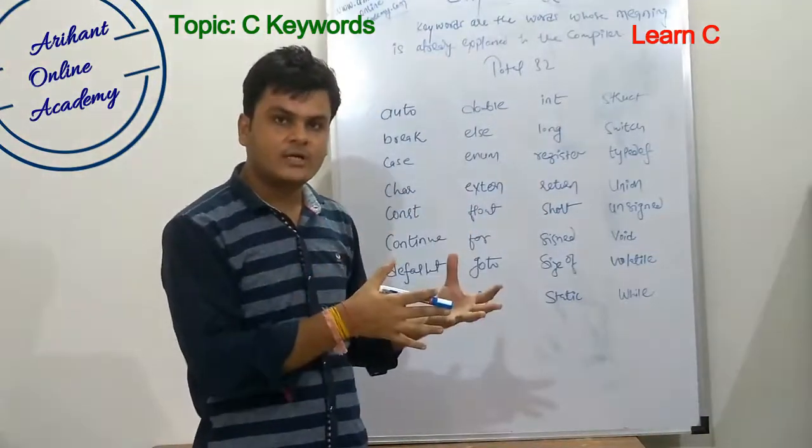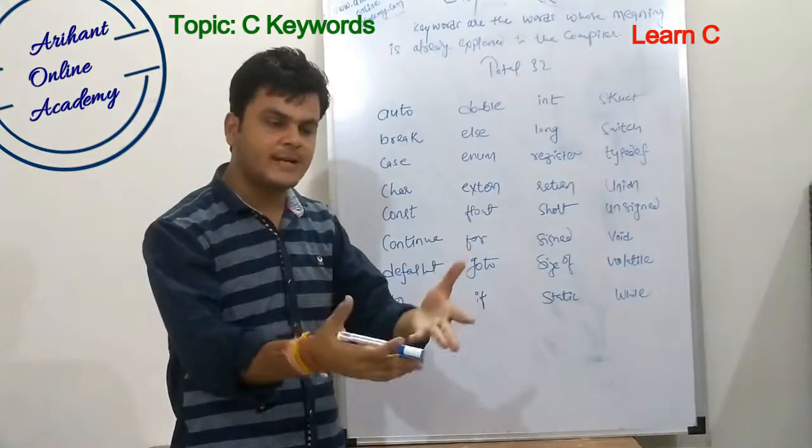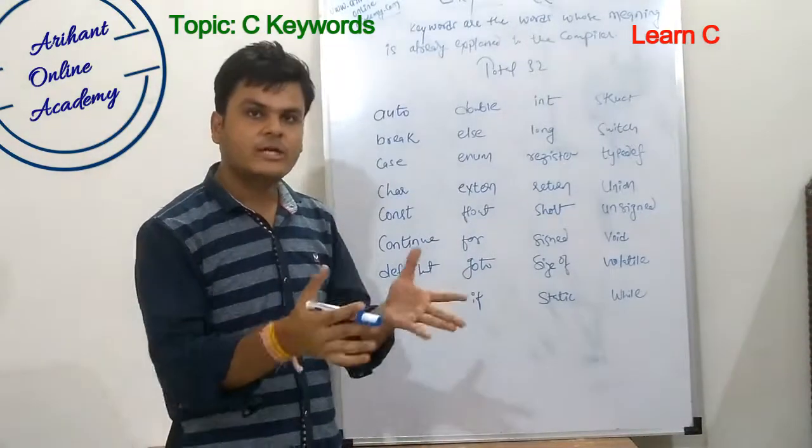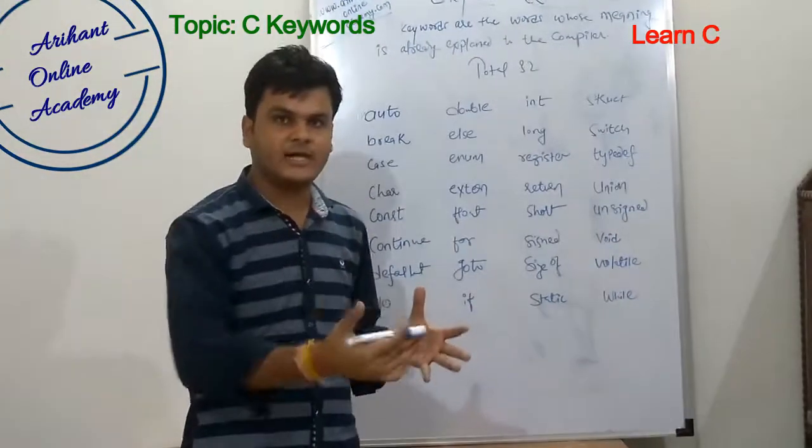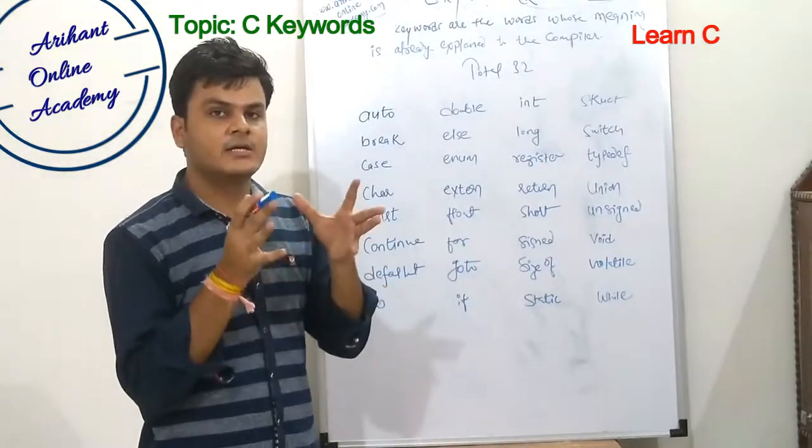In this video we will discuss C keywords. So what are C keywords? Basically, keywords are the words whose meaning is already explained to the compiler, or you can say these are words whose meaning is already defined in the computer after installation of the compiler. On coming across this kind of word, you have to use that kind of function. These words are called keywords.